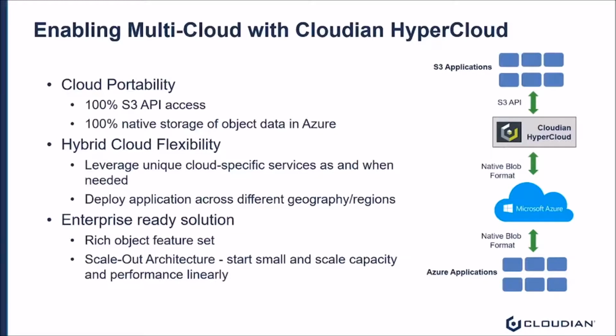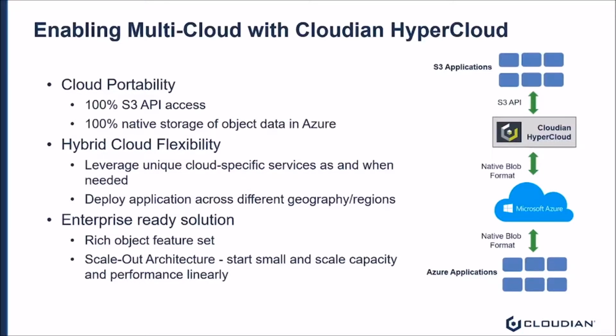HyperCloud enables the multi-cloud, and what I mean by this is that Cloudian provides S3 API access to the same objects that are natively accessible within Azure. This allows the flexibility to leverage the unique best-of-breed services and applications as needed from each cloud. And it allows you to deploy applications across different geographies and regions.